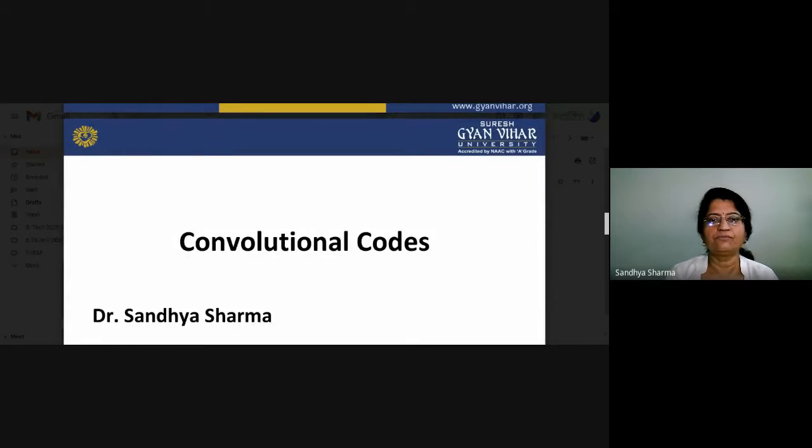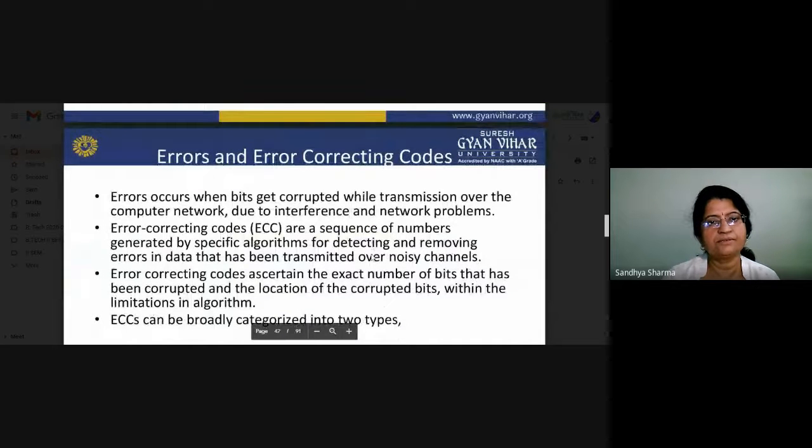Good morning, students. In this lecture, we will discuss convolution codes. In our previous lecture, we have seen linear block codes. So, before starting convolution coding, we will revise the linear block codes.